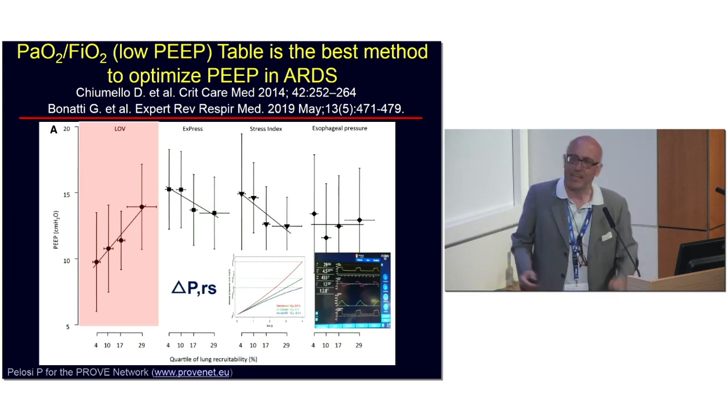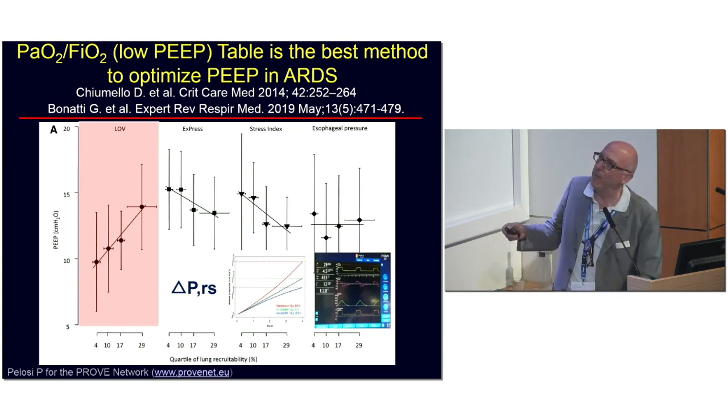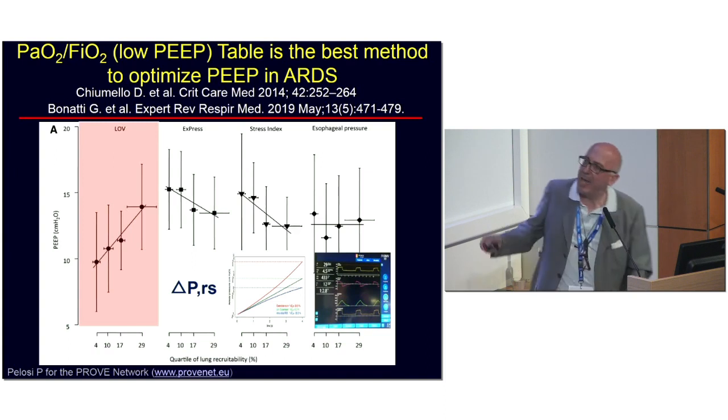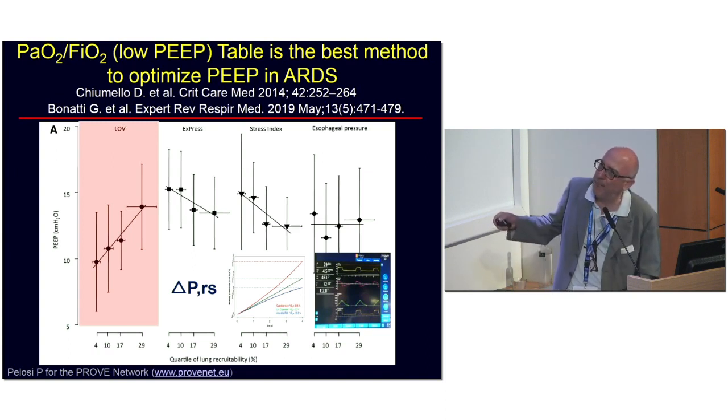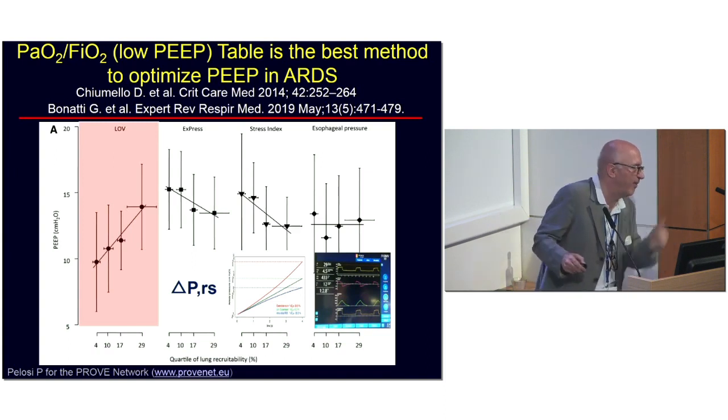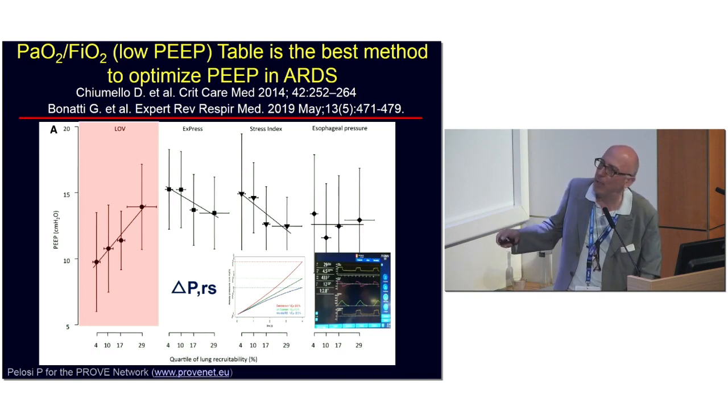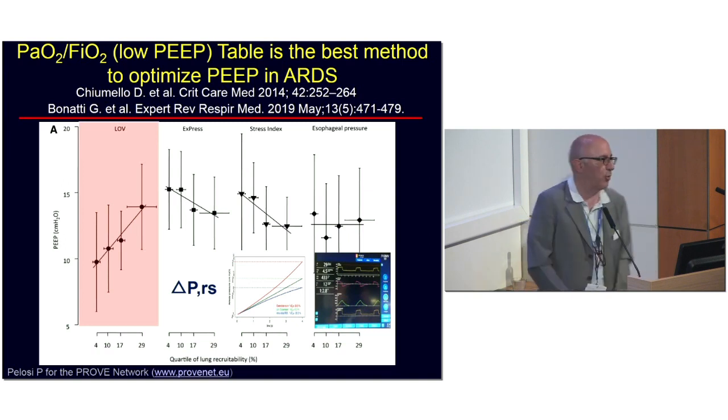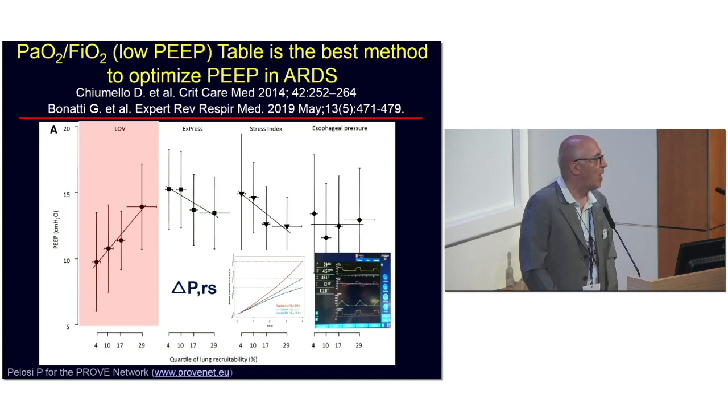Now we look at the RDS. This is a very nice study from Cammarota. They set PEEP in people with different methods. This is the PO2 FiO2 table. And you see that you have higher PEEP, but not higher than 15, in more recruitable patients, and less PEEP in less recruitable. I like that.